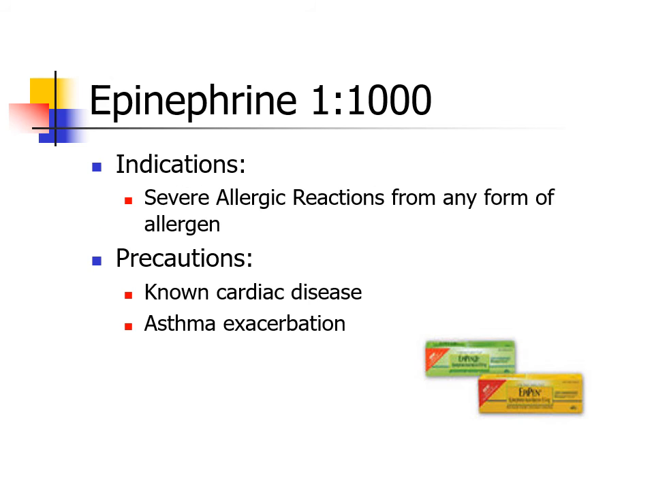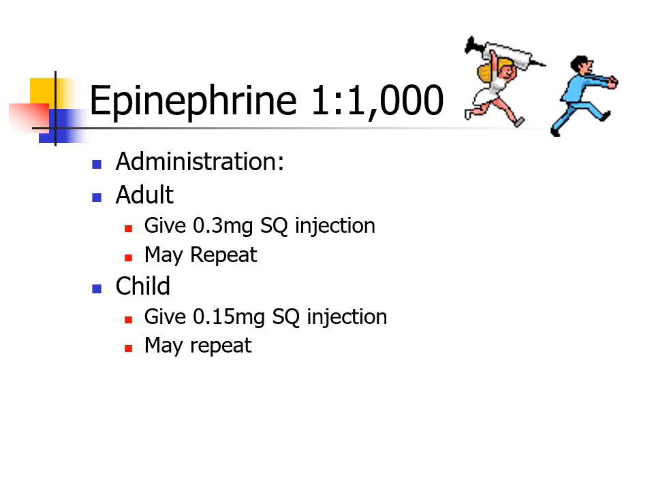Epi 1 to 1000. Indications: severe allergic reactions from any form of allergen. Precautions: known cardiac disease or asthma exacerbation. Epinephrine 1 to 1,000. Administration: adult. Give 0.3 milligrams of sub-Q injection. May repeat if necessary. Child: give 0.15 milligrams injection subcutaneously. May repeat if necessary.